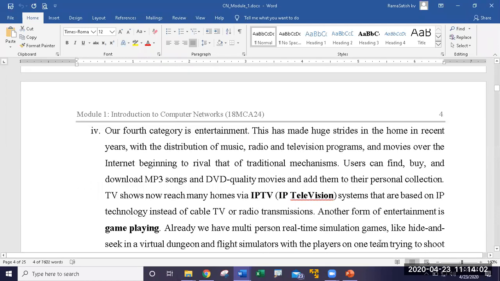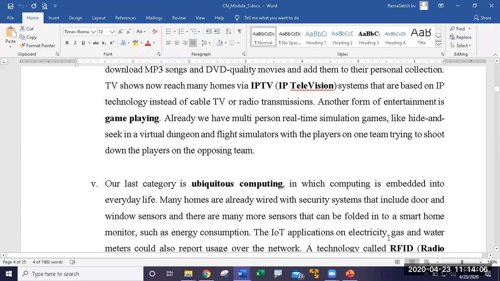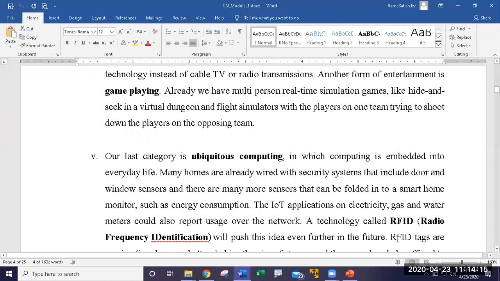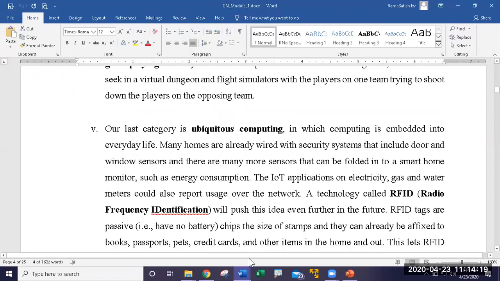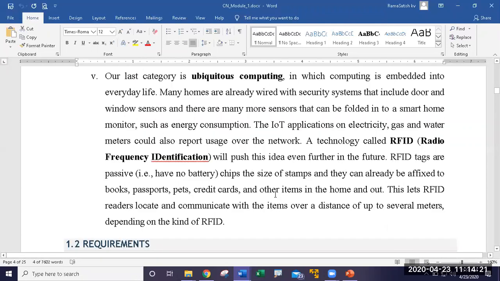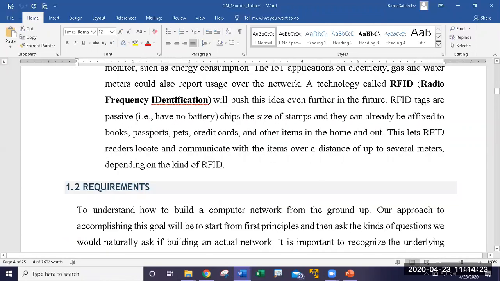IPTV, internet protocol TV, and many games you can play. Ubiquitous computing, computing embedded in our day-to-day life, radio frequency networks, RFIDs, we certainly use. These are all the components of applications of computer networks.